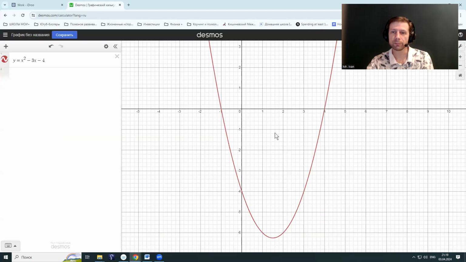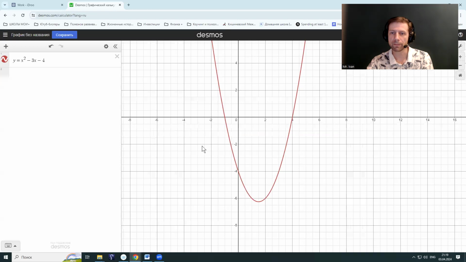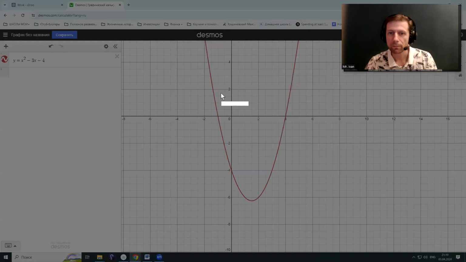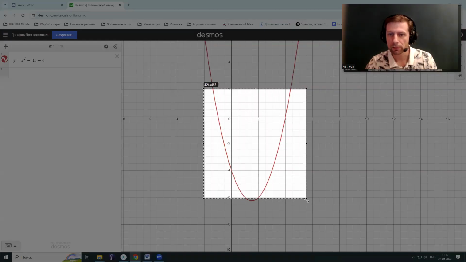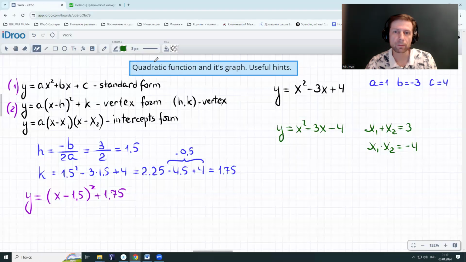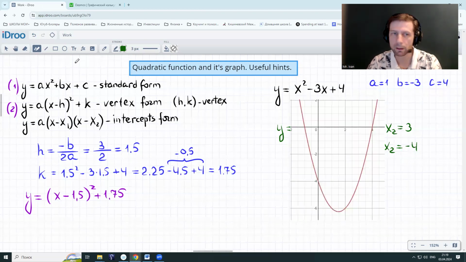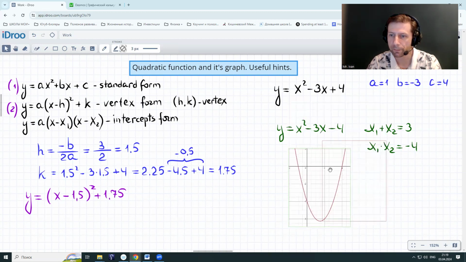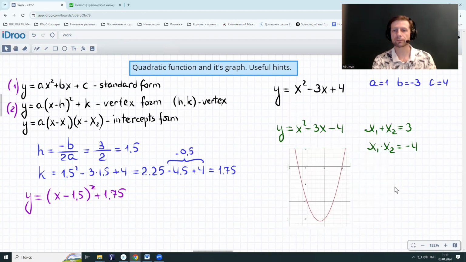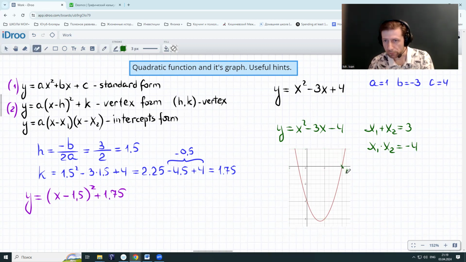Maybe take it as an example to the whiteboard. So this is our second case. Let me put it this way. Pretty not so bad. Let's see. So here is the graph, yeah? Here is 4. Here is -1.